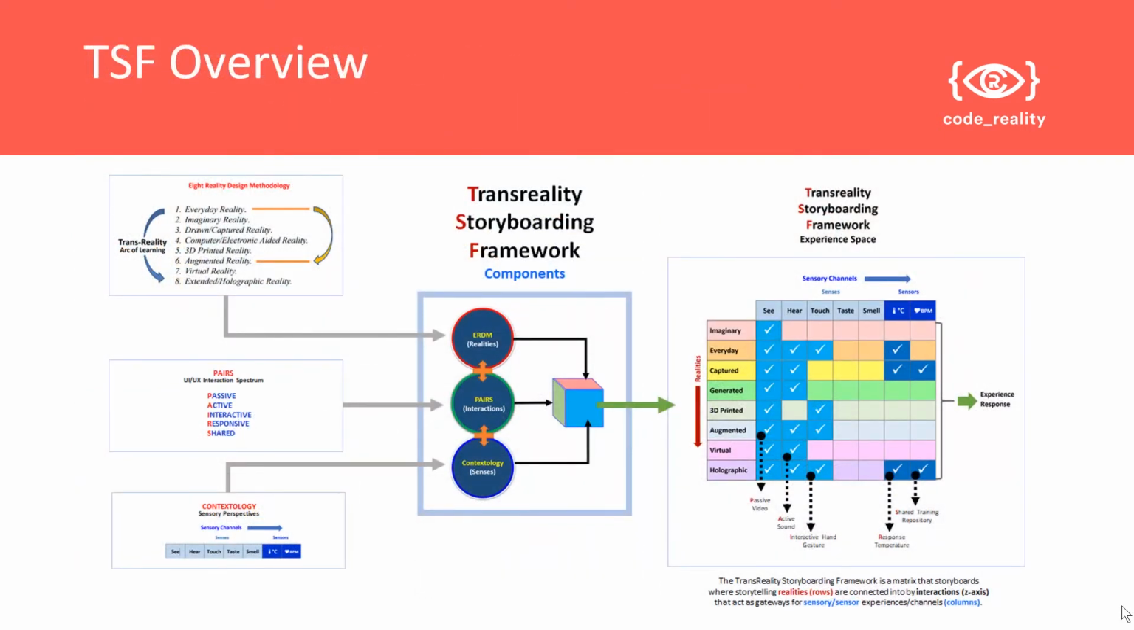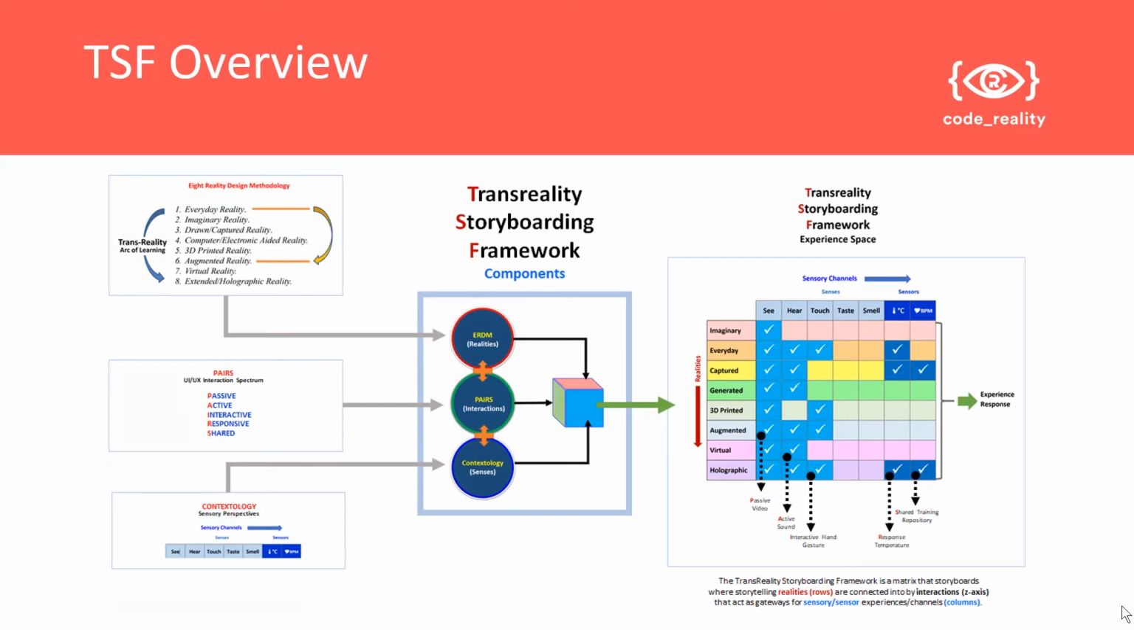To summarize, the Transreality Storyboarding Framework consists of 3 components: the 8 realities design methodology, the PAIRS interactions framework, and contextology. The 8 realities design methodology looks at how experiences can be created across 8 different realities, including everyday reality, imaginary reality, drawn or captured reality, computer or electronic aided reality, 3D printed reality, augmented reality, virtual reality, as well as extended and holographic reality.